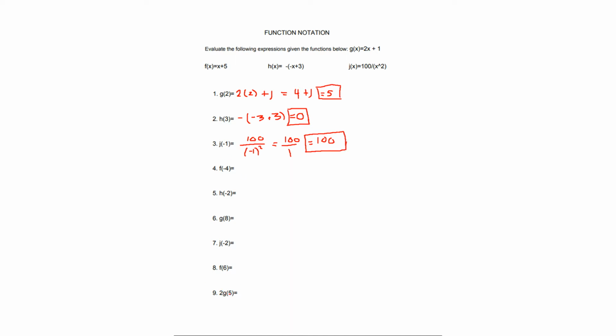Let's do number 9. There's a 2 on the outside. So this is just saying that you're multiplying 2 to whatever quantity you get for g of 5. So this is 2 times, then you plug in 5 for x in g of x. So it's 2 times 5 plus 1. So it's 10 plus 1. And if you simplify this, it's 2 times 11. And 2 times 11 is just 22.